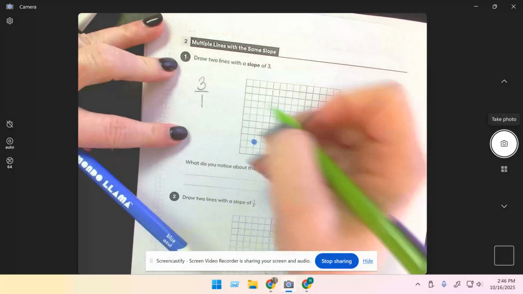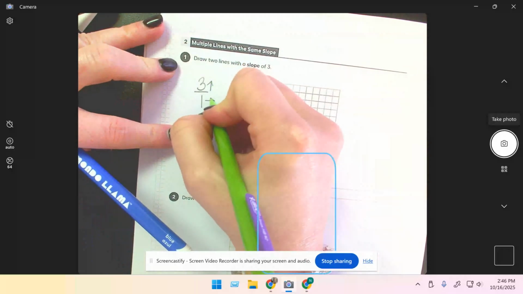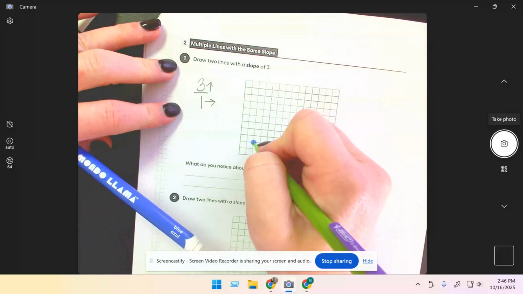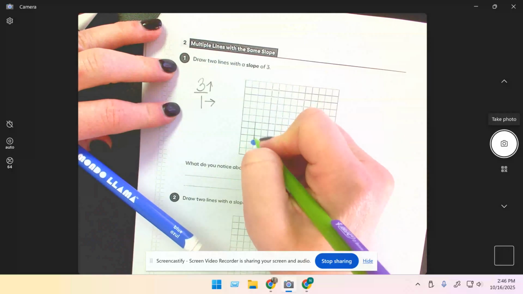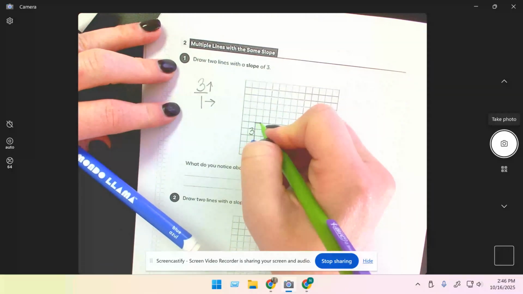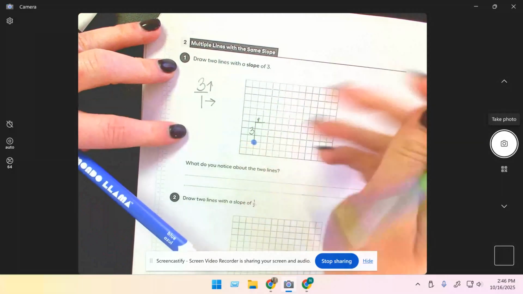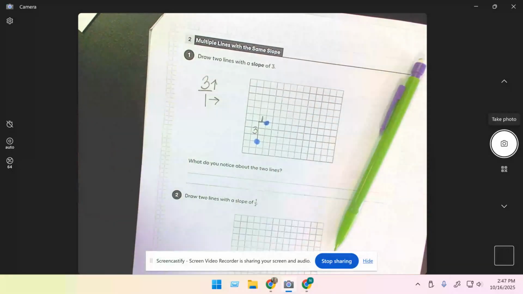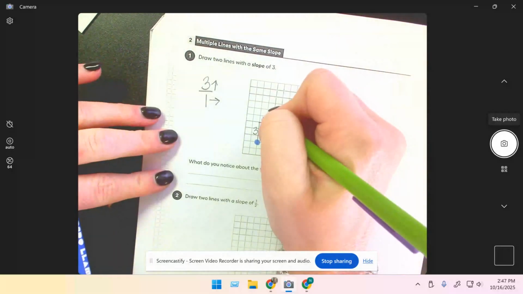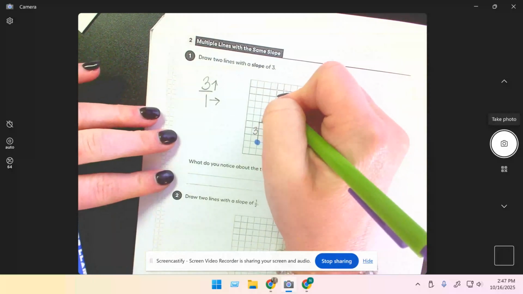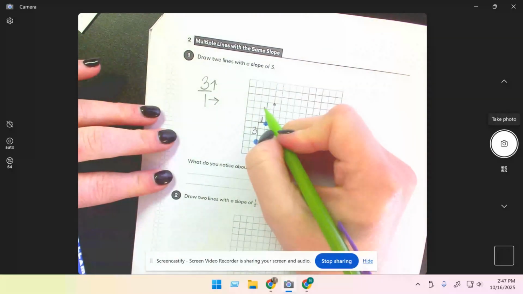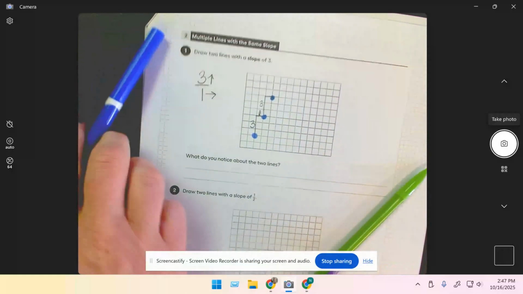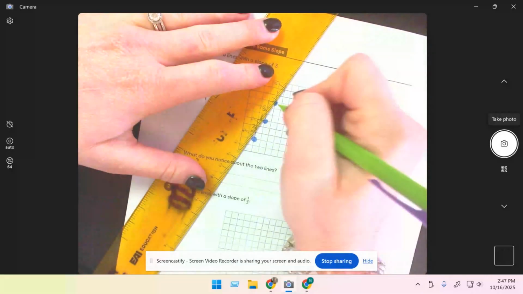When we talk about slope, we always think about a vertical and a horizontal, okay? We always do vertical and horizontal. So from this point, I'm going to go up 3, 1, 2, 3. And then I'm going to go to the right 1. I'm going to put my new point. I'm going to do it again. 1, 2, 3, right 1. So again, I went up 3, right 1. I'm going to put my point. Now I'm going to connect through those 3 points to make a line.